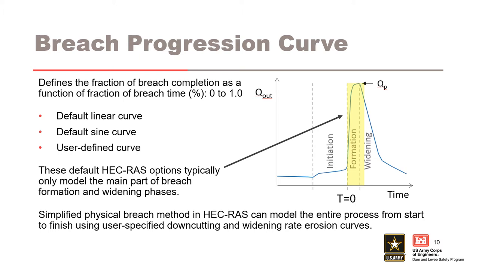The simplified physical breach method in HEC-RAS can be used to define the entire breach process from start to finish. Downcutting and widening erosion rates as a function of velocity are user specified. This method is used for modeling levee breaches.